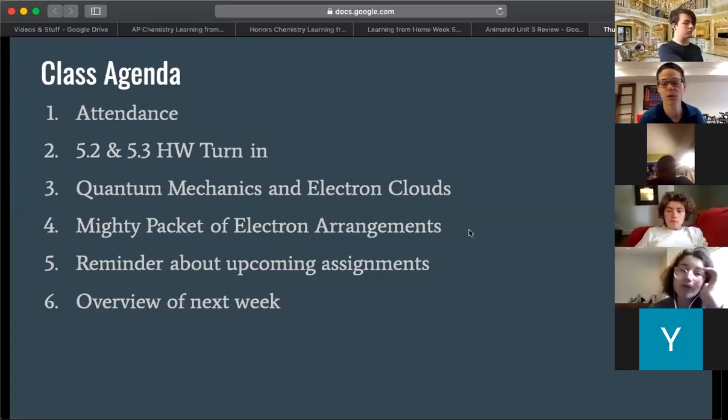and go through. So we'll real quickly roll the die, talk about homework turn in, and then we'll pick up where we left off last class, talking about quantum mechanics and electron behavior, which today for us will be talking about clouds, which we'll use balloons. And then we're going to start working through the mighty packet of electron arrangements.